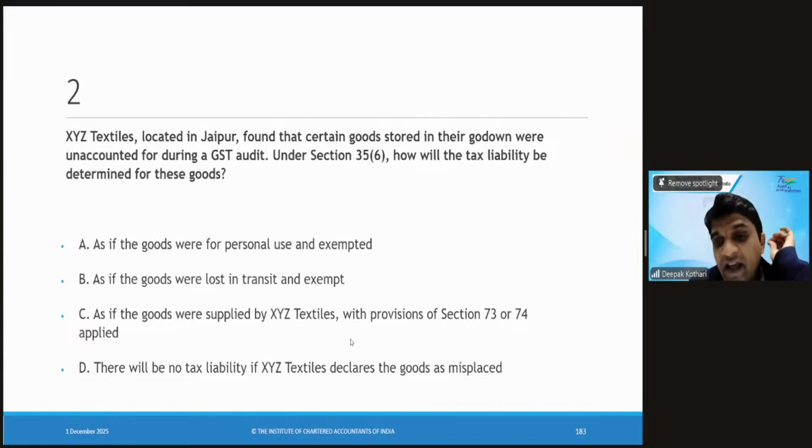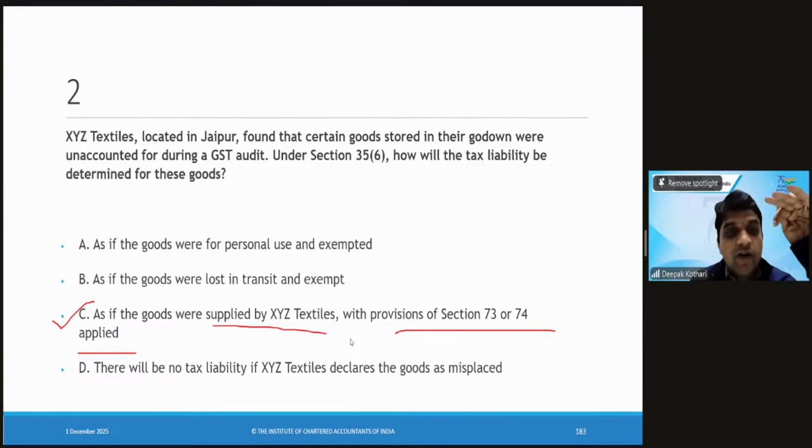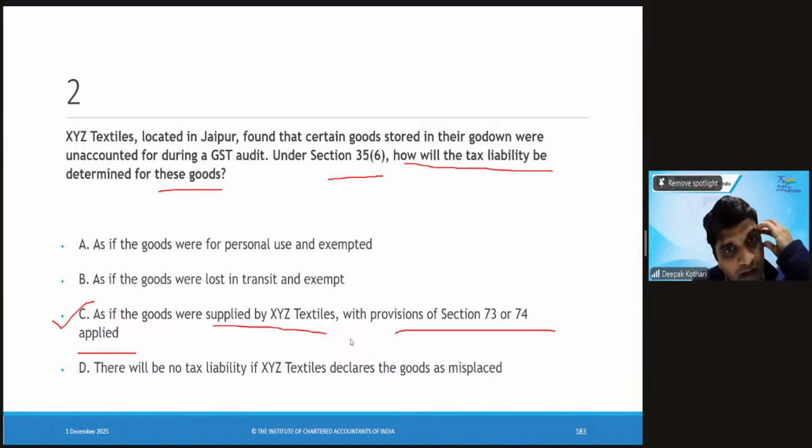As if the goods were supplied by XYZ textiles with provisions of section 73 or 74 applied. So what happened? XYZ textile, which is located in Jaipur, found that certain goods stored in their godown were unaccounted. Under section 35(6), how will the tax liability be determined for the goods? As if the goods were supplied by XYZ textiles. Because the goods were there in their godown.